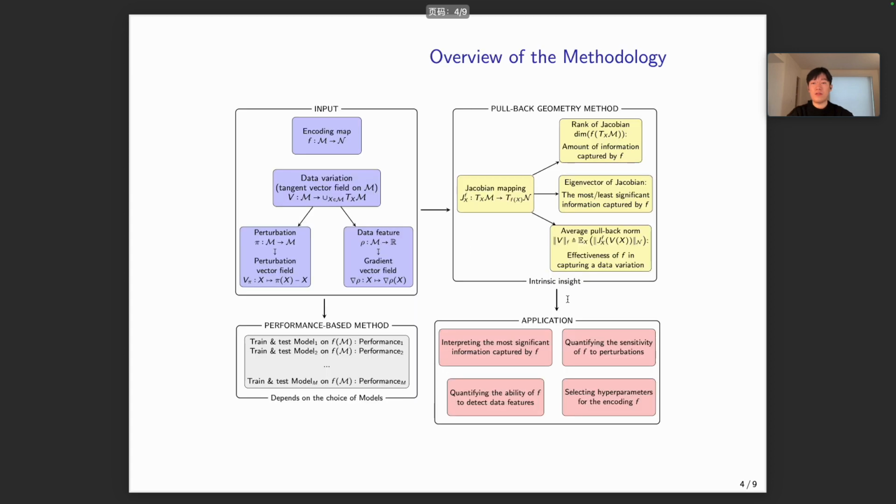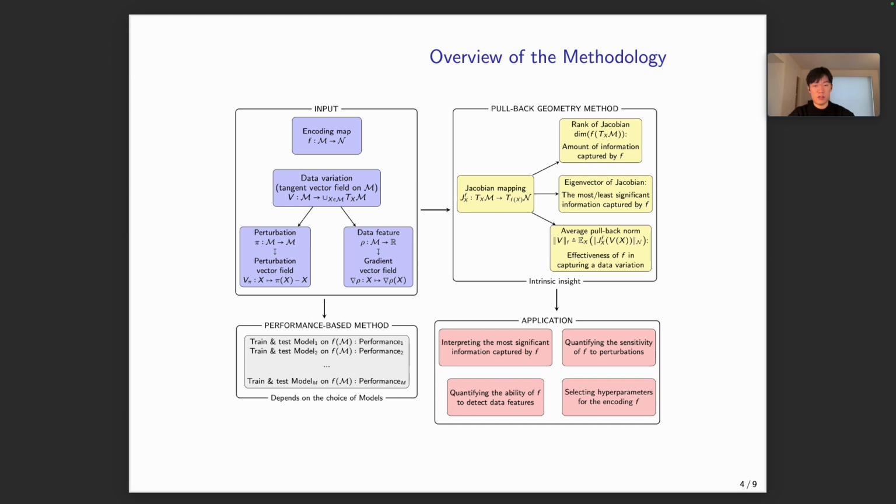Now, let me give you an overview of our methodology. First, we use tangent vector fields on the data manifold to conceptualize data variations, and especially we're interested in two types of tangent vector fields. The first type are those introduced by perturbations on the data, such as shearing, and we call them perturbation vector fields. And the second type are the gradient vector fields of data features.